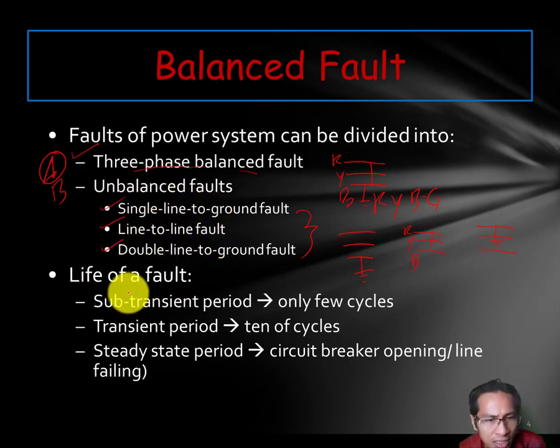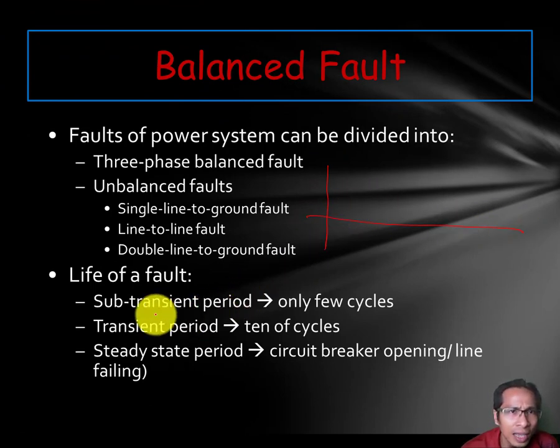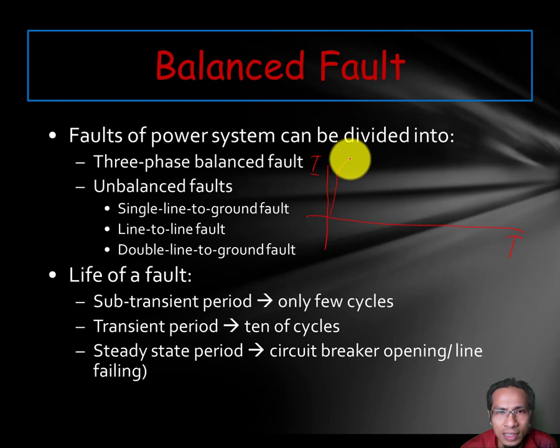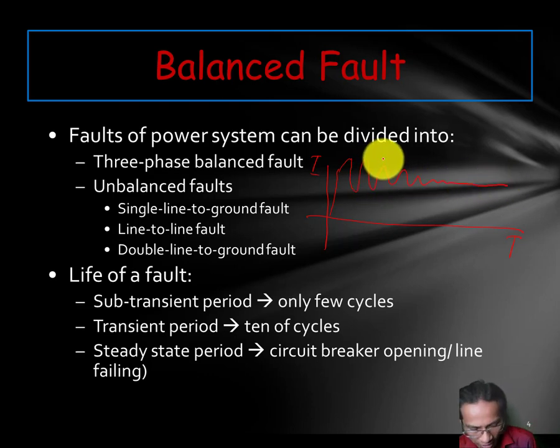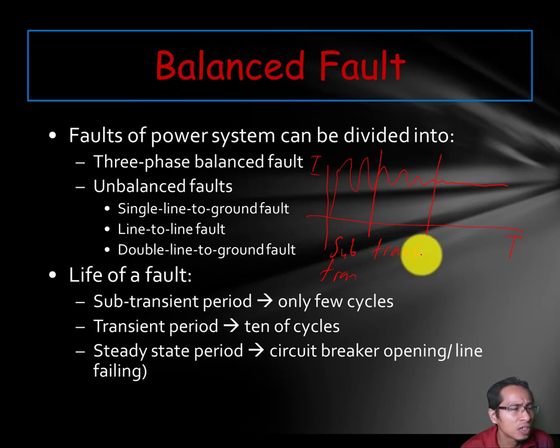Life of faults depends on the periods of faults. We can divide the life of fault into three categories. One is subtransient. Usually when fault occurs, let's say this is the magnitude of current against time duration. When fault occurs, current will increase significantly, and then start to stabilize, and then steady state. These few cycles we call the subtransient period. Then transient, duration maybe tens of cycles, and after that we call it the steady state period. So this is the life of faults.